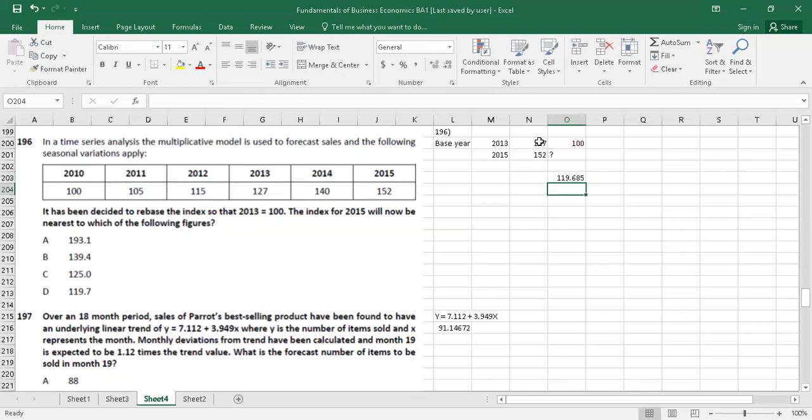Okay, so 119.7 is the answer. It's cross multiplication, and then you would arrive at the answer.